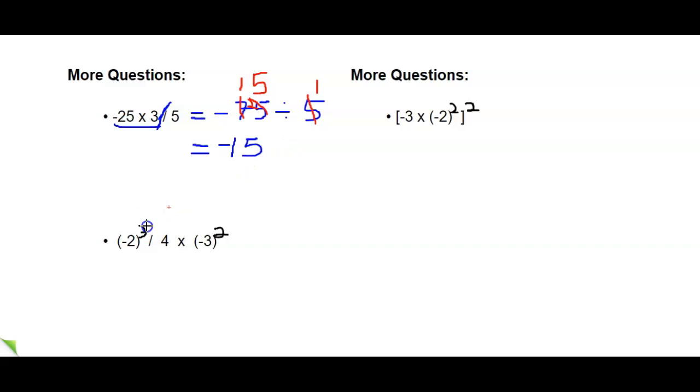Then the next question says negative 2 cubed divided by 4 multiplied by negative 3 squared. So negative 2 cubed is the same as negative 2 times negative 2, times negative 2. Alright, and then we have to divide that by 4.